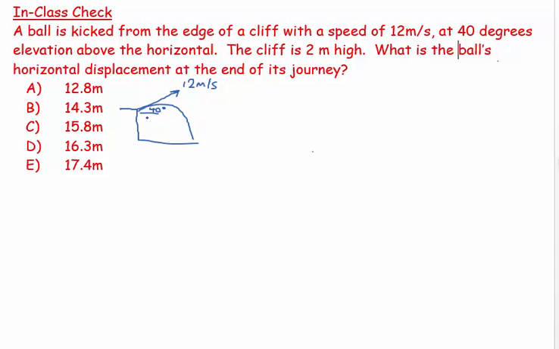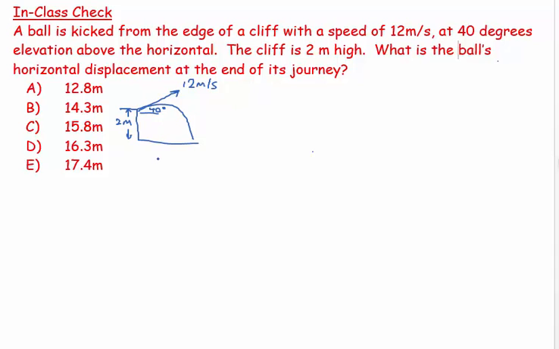I'm sorry, I'm squeezing it in. I've got a lot of work to get into this space. And the cliff is 2 meters high, so it's 2 meters from here to here. And it says, what is the ball's horizontal displacement at the end of its journey?